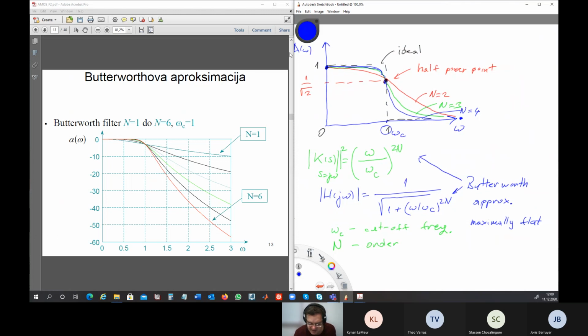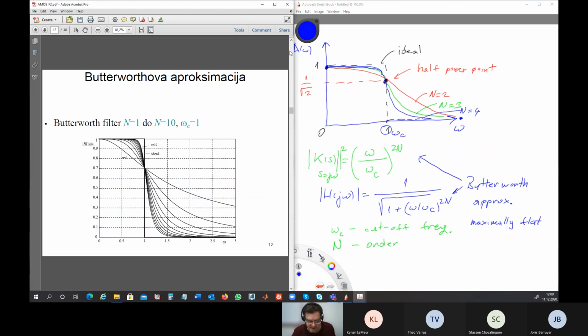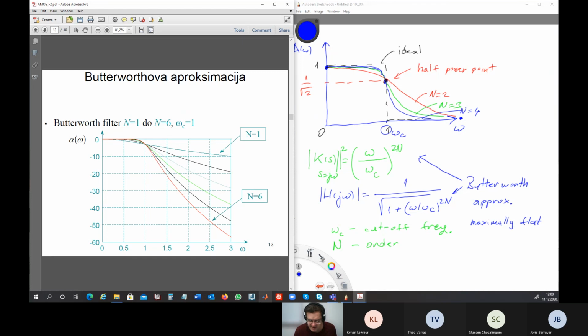So you see how it looks like. And then here are orders from 1 to 10. If you write in decibels, then you will have alpha is 20 logarithms of A, and A is absolute h of j omega, and alpha is then in decibels. Or we can write it like alpha is 20 log of absolute h of j omega decibels, so that we don't make any mistake.